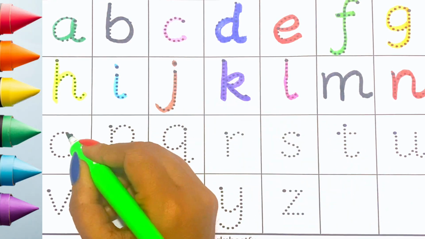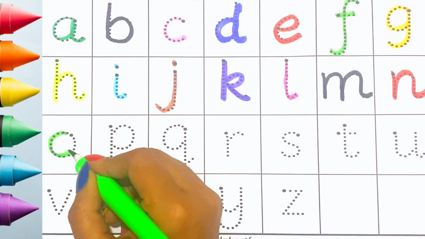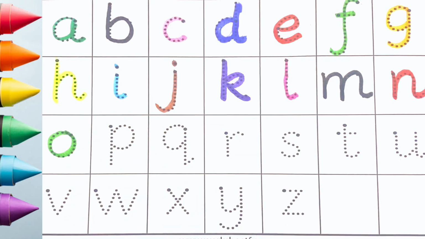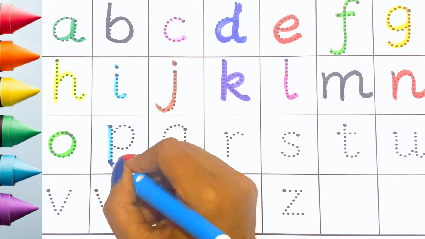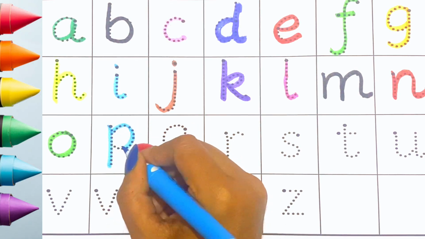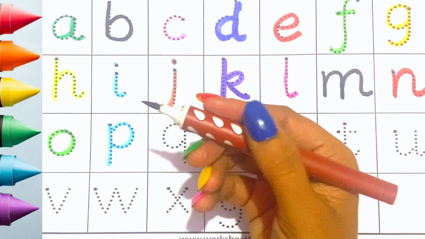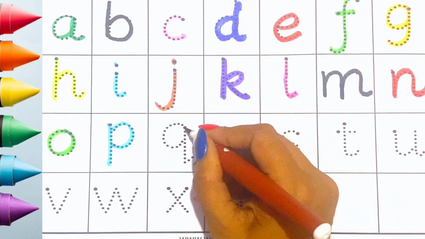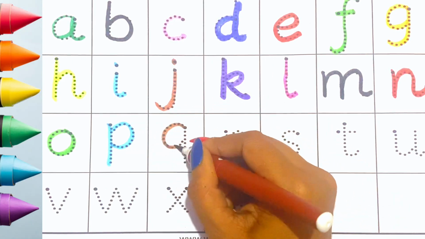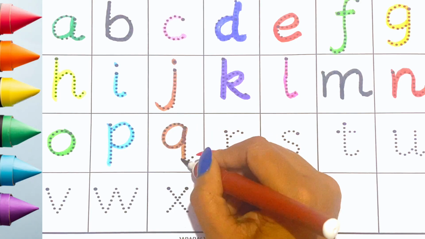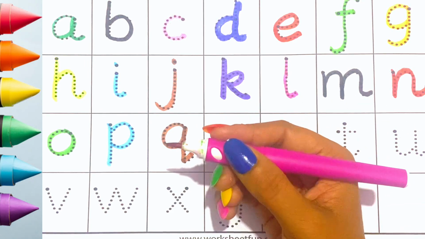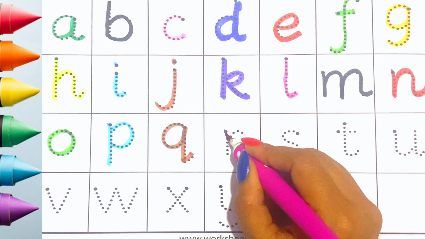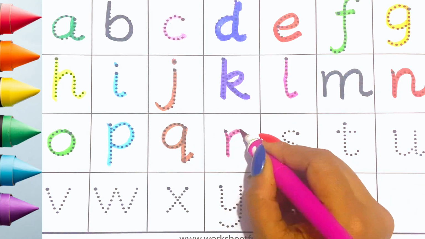Green color, O. O for orange. Blue color, P. P for parrot. Brown color, Q. Q for queen, Q for quilt. Pink color, R. R for rose.